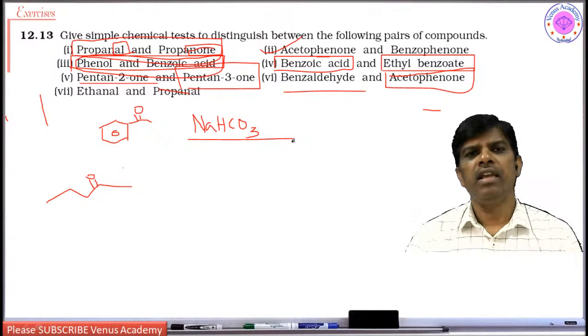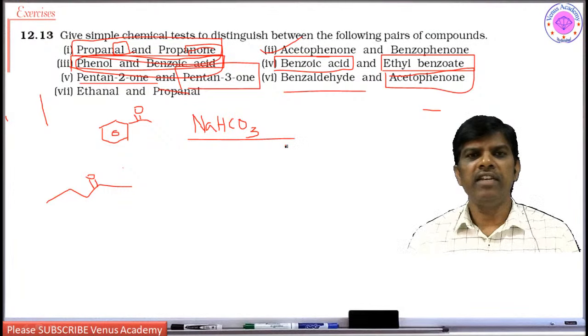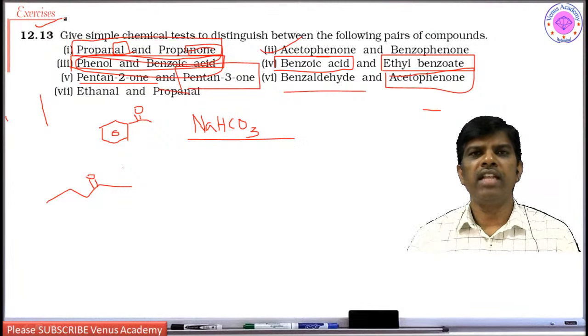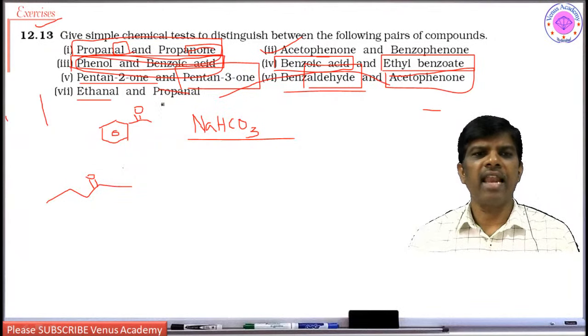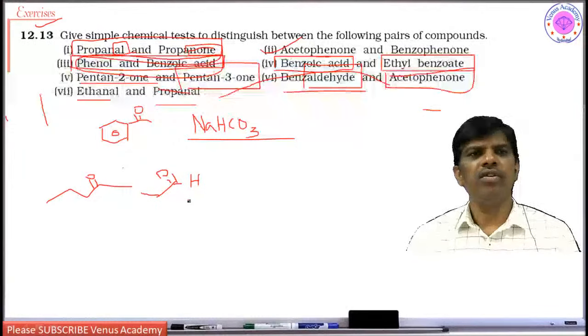It can be identified by the Tollens reaction. Aldehydes give the Tollens reaction, whereas ketones will not give it. This is acetophenone, students, which will not give the Tollens reaction. Ethanol and propanol. Ethanol is going to give the haloform test, right? Ethanol is nothing but acetaldehyde. Propanol has one more carbon extra, it is not going to give the haloform test. This is how you can identify ethanol from propanol.